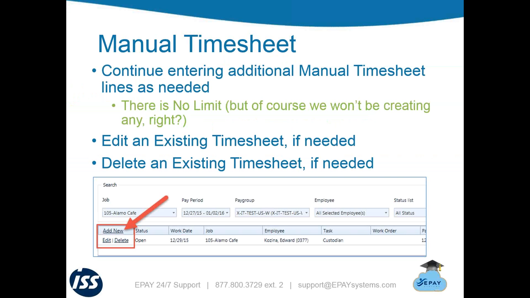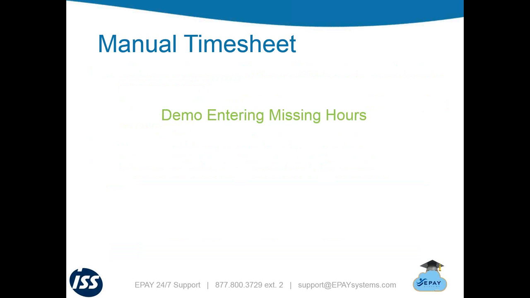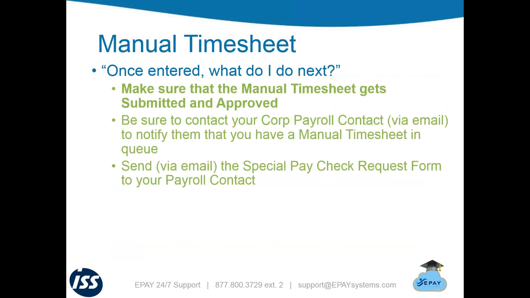Well, once a manual timesheet is created, actually, let me go back up here. You have to go in there and now submit and approve that manual timesheet. So one of the things you want to do first is make sure that the manual timesheet gets submitted and approved, and then we're going to go through and contact corporate and whatnot. We'll go through that here in a little bit. But the first thing is you're going to go in there and make sure that the timesheet is submitted and approved.